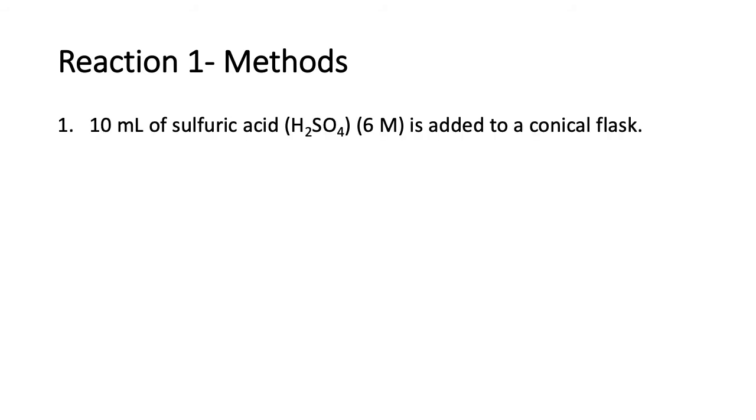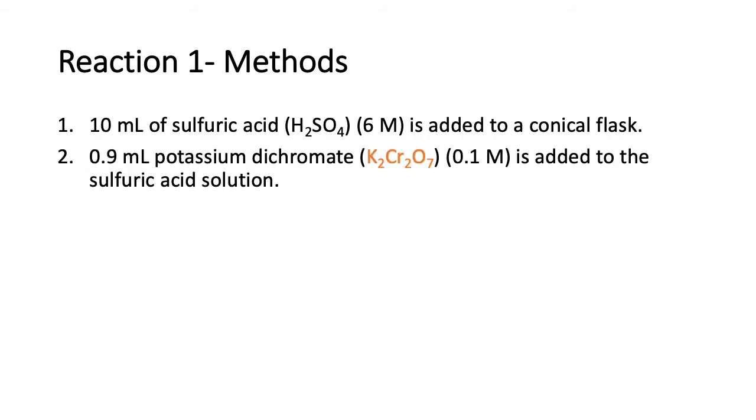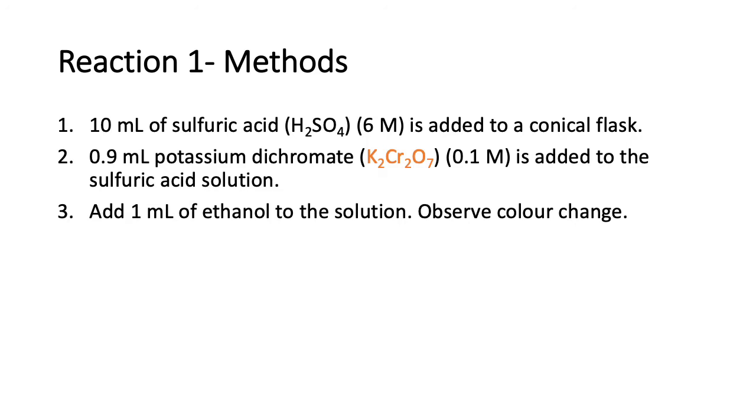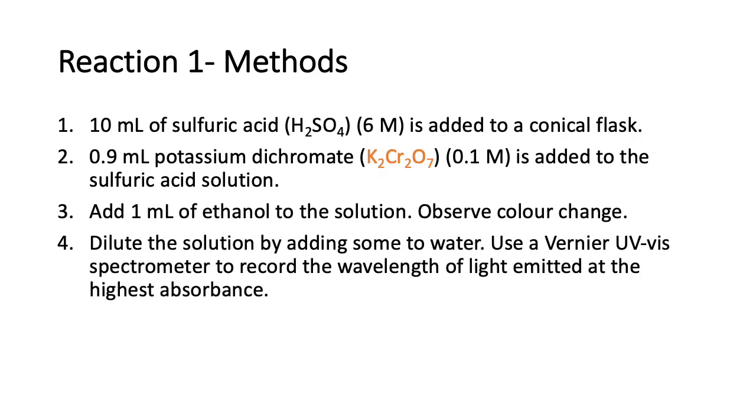These are the methods for the first reaction. So you add 10 ml of sulfuric acid to a flask, 0.9 ml of potassium dichromate solution is added. Then you add a ml of ethanol, and you see a color change. You should see green. And then you dilute this solution.